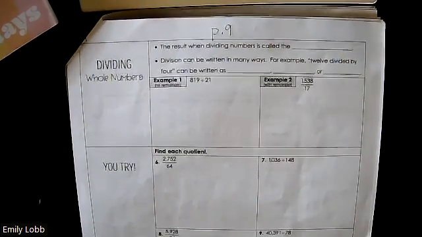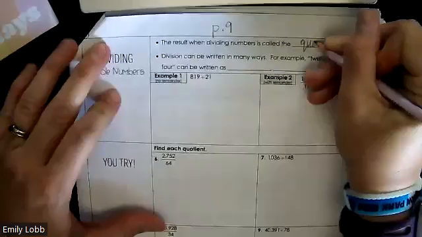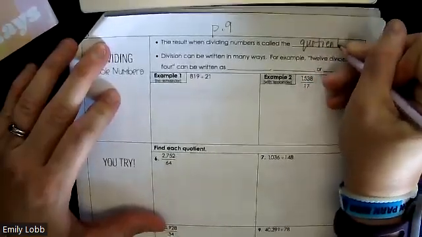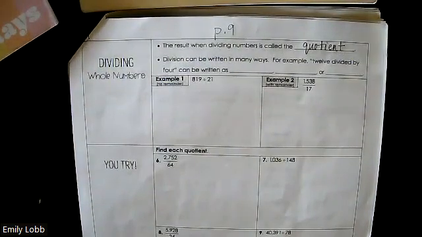All right, here we go. The result when dividing numbers is called the quotient. So if you ever see "find the quotient," that means to divide. With multiplication, we learned some new ways to write it, right? We used a dot. We used parentheses. We won't really be using an X much.